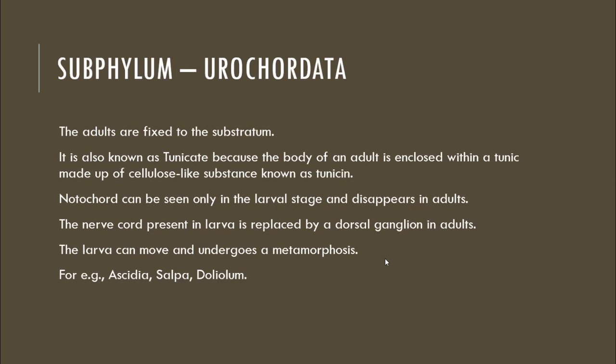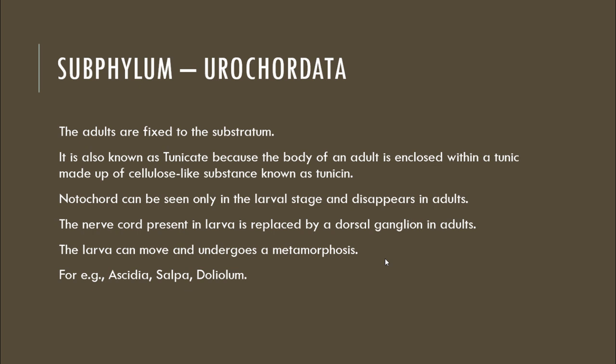So the Urochordata now. The adults are fixed to the substratum. It is also known as tunicate because the body of an adult is enclosed within a tunic made up of a cellulose-like substance known as tunicin. You know why they call them tunicates now? Although this particular Urochordata and Cephalochordata might not be so necessary to you guys, they might not ask you in exams, it's something very important you have to know.